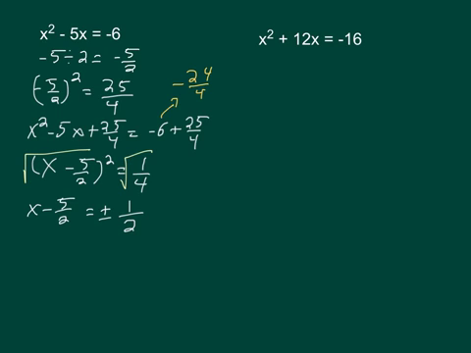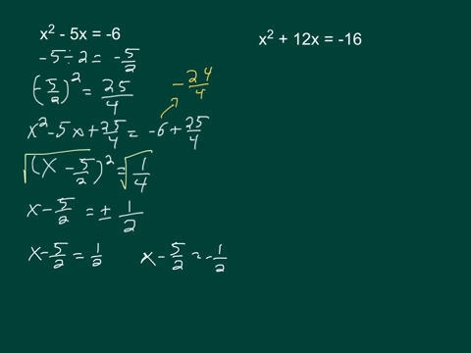I'm going to start with x minus 5/2 equals 1/2, and my other equation will be x minus 5/2 equals negative 1/2. That's a little messy there. Try to clean that up. There we go.